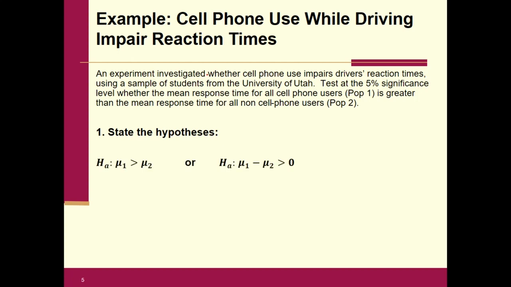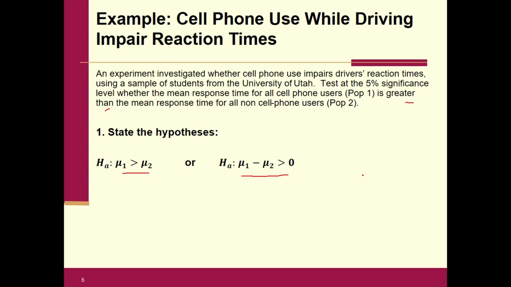And clearly, we were testing if the mean mu, which is the mean response time for all cell phone users for the first group, population 1, is what? Greater, right? Greater than, that's the greater than sign, the second group. So mu1 is greater than mu2, and you can also, like I said before, write it as the difference between the two.